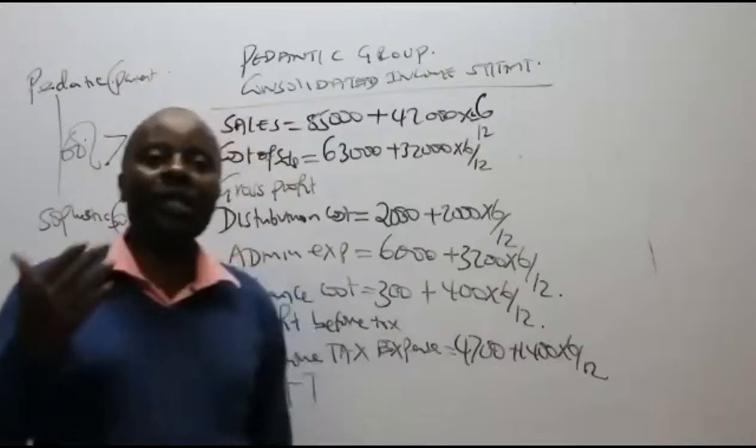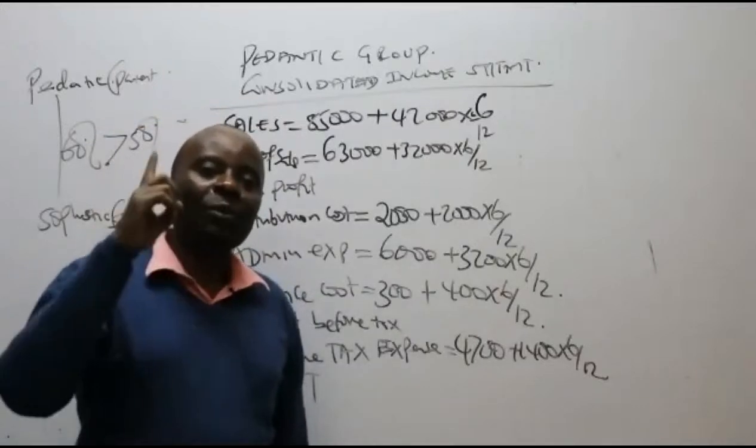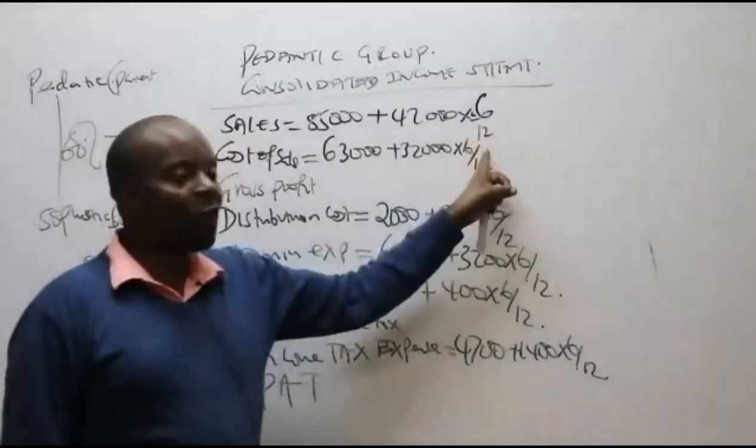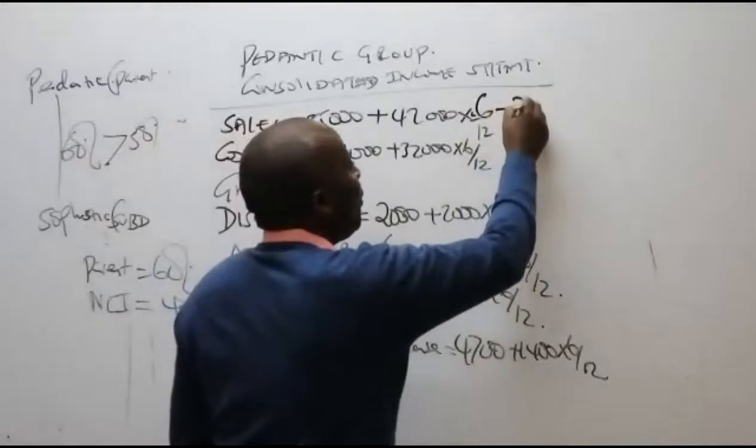That internal sale, ladies and gentlemen, is fake. Any internal sale should be subtracted from the group sales and from the cost of sales. So unakuja hapa unasema minus 8,000.